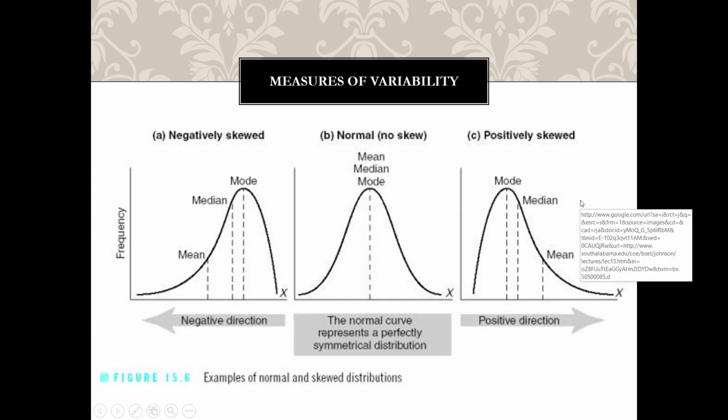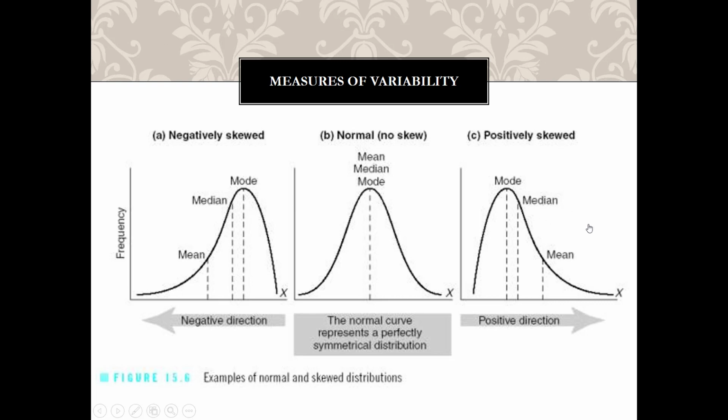These, again, are other measures of variability with your bell curve in the middle, that's normal distribution, no skew, and then examples of the negatively skewed and the positively skewed. And you'll see the mean, the median, and the mode occurring in different places in these curves.